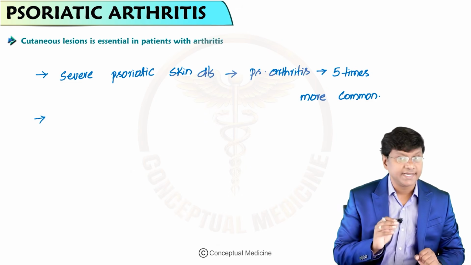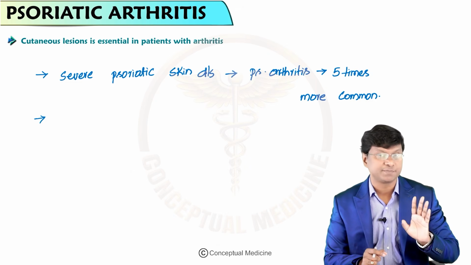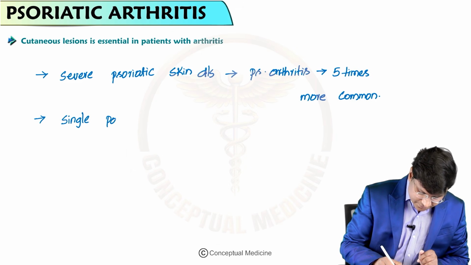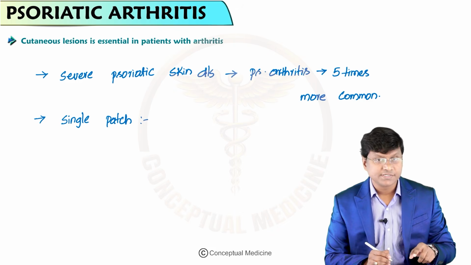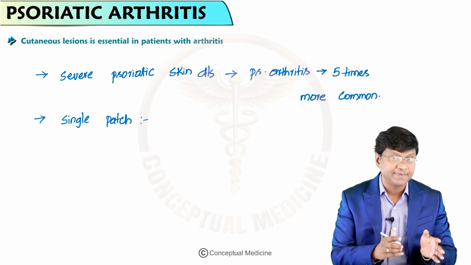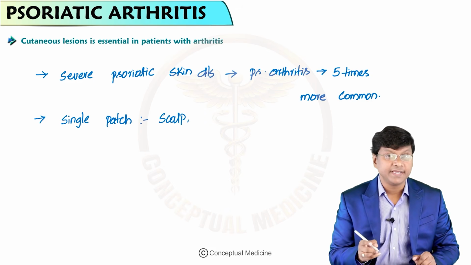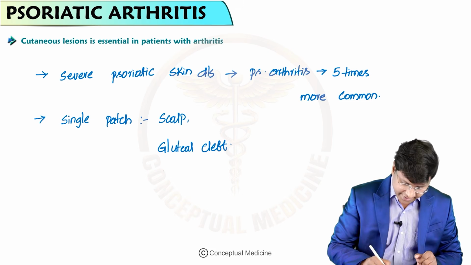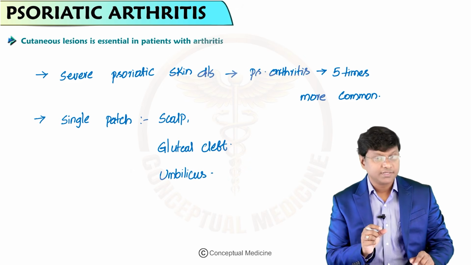Then followed by that, occasionally the patients may have a single patch of psoriasis and are unaware of its presence. And that particular single patch might typically be hidden in the scalp, in the gluteal cleft, or in the umbilicus. Okay, so that is your single patch.